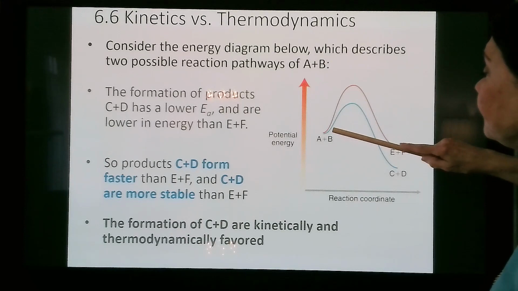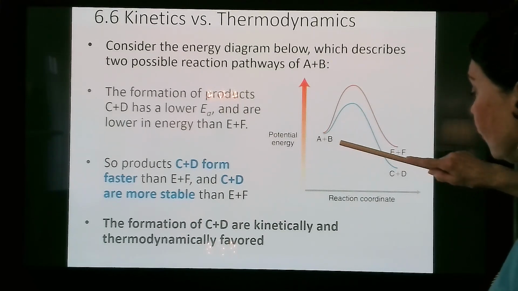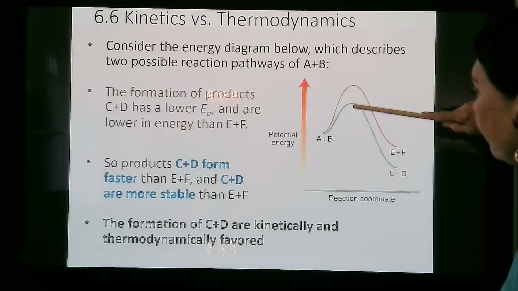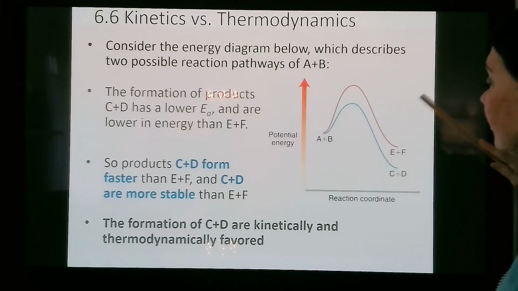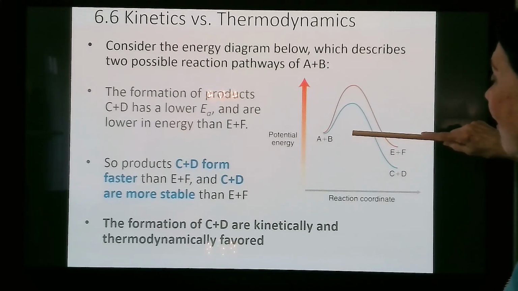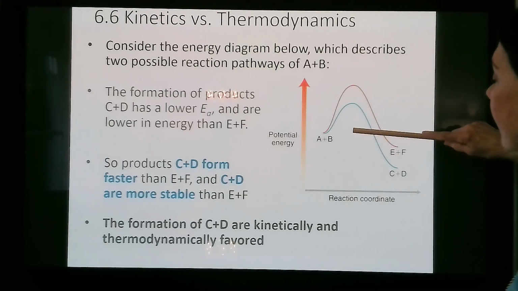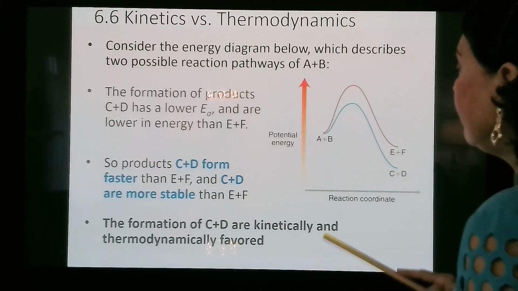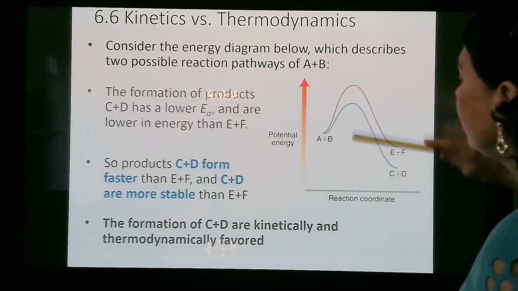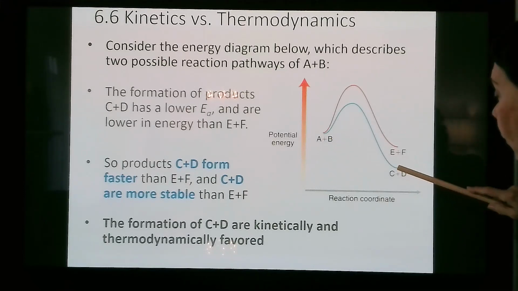Both of these are kinetically controlled reactions. And so here, the energy of activation for the blue reaction is going to be this energy barrier, and the energy of activation for the red reaction, or the reaction following the red line, is going to be this. It's going to be greater, okay? The red line reaction, A and B going to E and F, has a higher energy of activation than the reaction of A and B going to C and D.